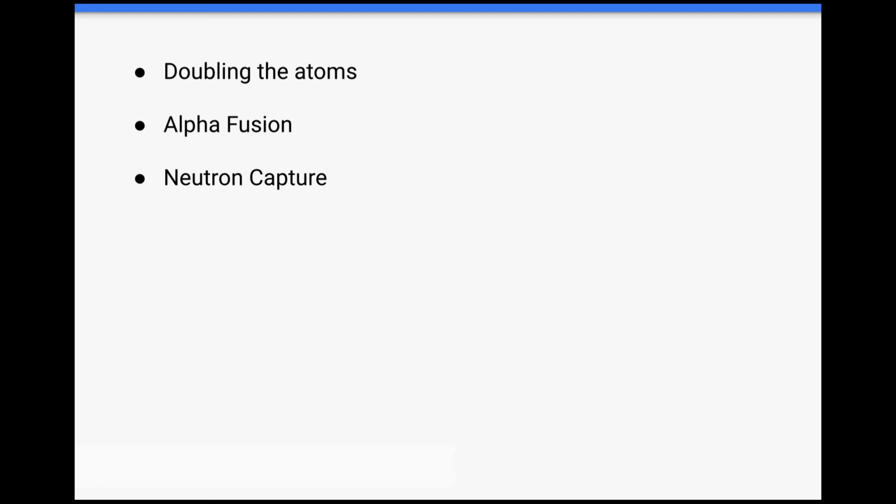There's obviously a lot more to the story, but these are the three things I would want you to know. How do we make heavy elements? Well, you can double the atoms. You can make them absorb an alpha particle, which is a helium-4 nucleus, so two protons at a time, or you can make them absorb a neutron, which then decays away into a proton. So here, whatever the atom is, you literally double the number of protons. Here, you just add two protons. Here, you just add one. And these three processes fill out the periodic table.